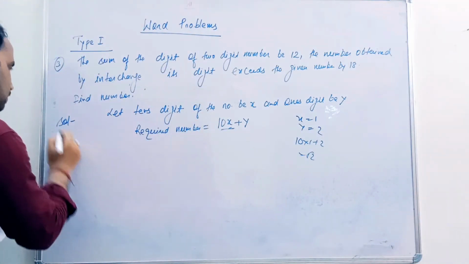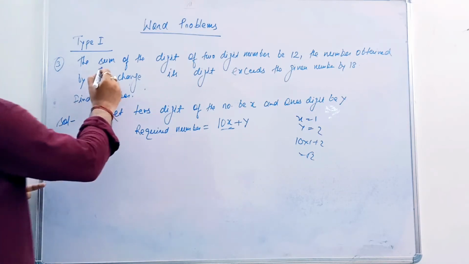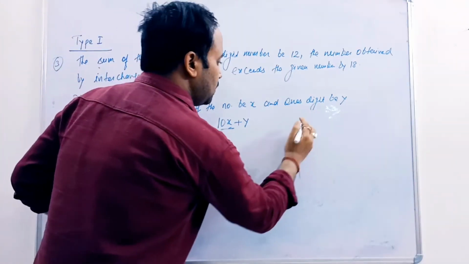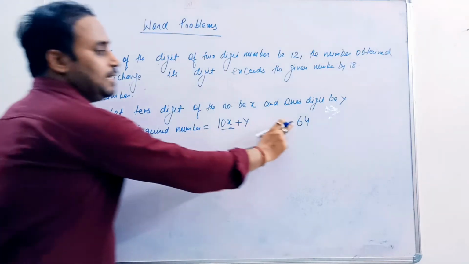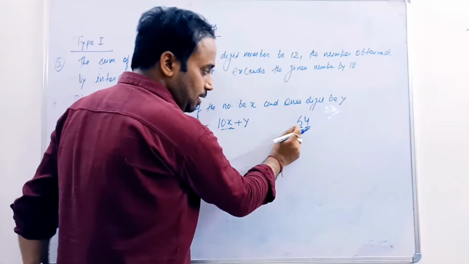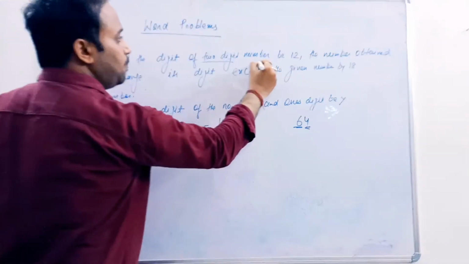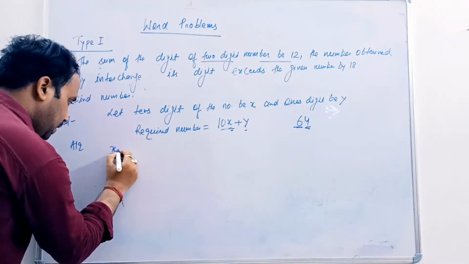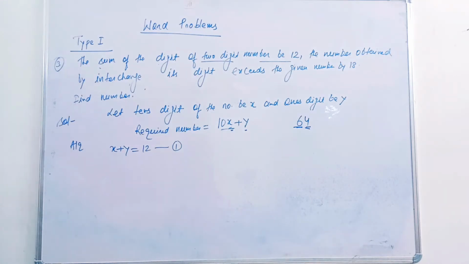Clear? Now according to the question, what is said? Sum of the digits. What does digit mean? Suppose I write 64. If I ask how many digits are there, you say 2 digits. These are the digits, not the number. So the question says the sum of the digits of the two-digit number is 12. Our first digit is x, the second digit is y. So we write x plus y is equal to 12. This is equation first; the first condition is given.